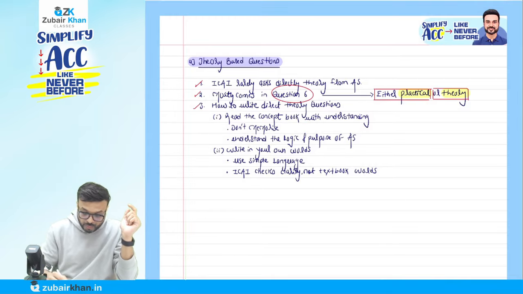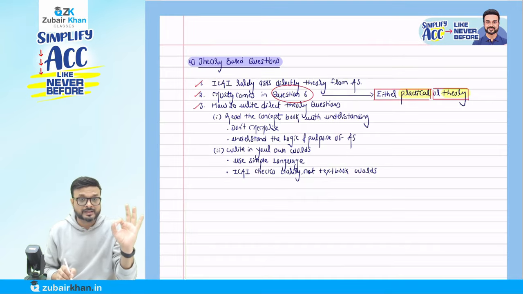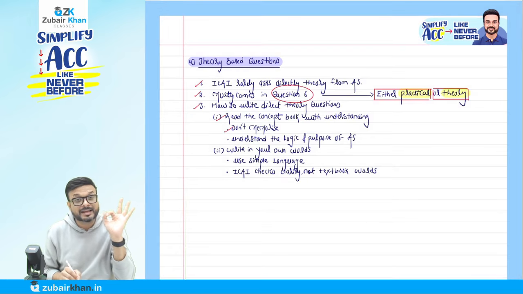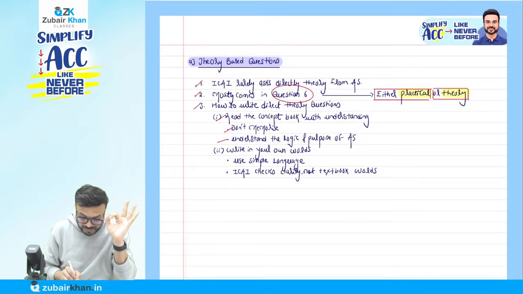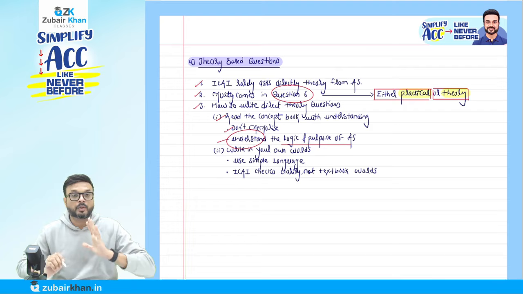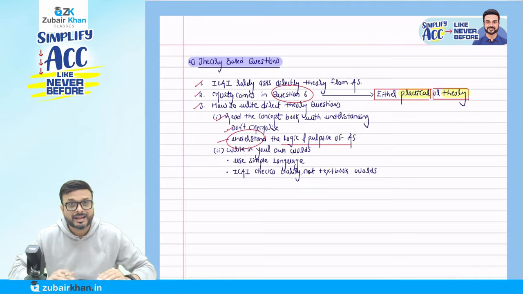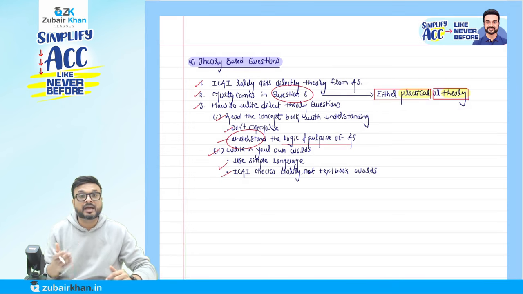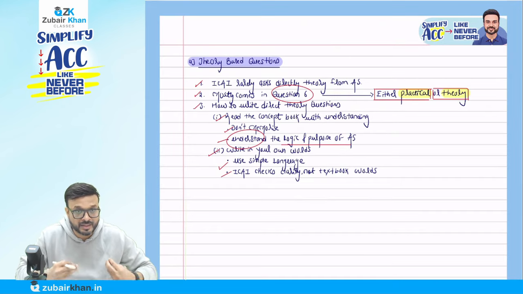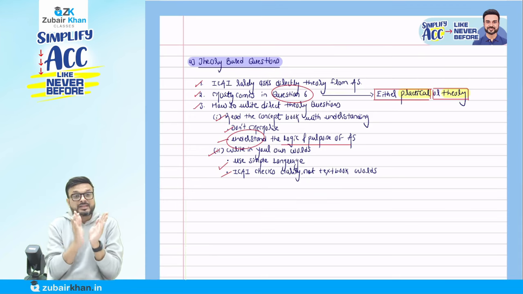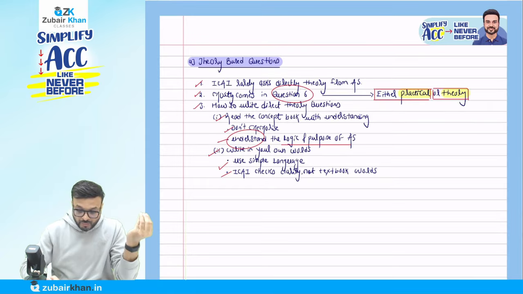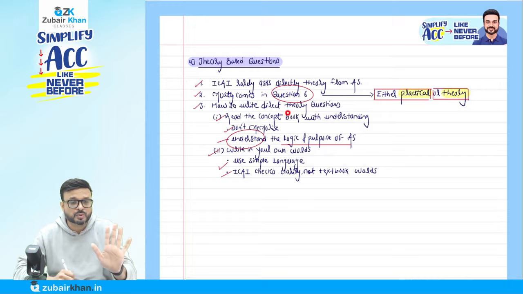So what you will do is read the concept book with understanding, and as I told you, don't memorize it. Understand it, that is more important. Understand the logic and the purpose of the accounting standard. And write in your own words. Use simple language, because ICAI checks clarity, not textbook words. The concept is more important. But for the theory question, rarely they ask, so don't waste so much time on this theory based question. Rarely they ask.